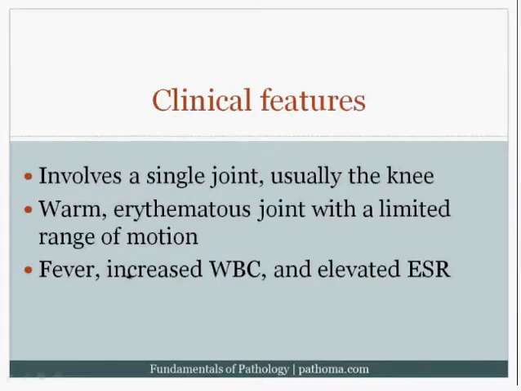Patients with an infectious arthritis will present with involvement of a single joint, usually the knee. The joint will be warm and erythematous with a limited range of motion, and the patients will also have systemic signs such as fever and increased white blood cell count and an elevated ESR. Now, when a patient has infectious arthritis, you want to be able to detect it quickly and treat quickly because you can easily treat with antibiotics and you can then avoid any permanent damage to the joint.